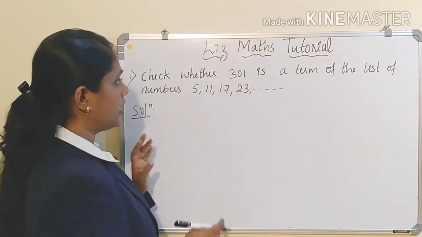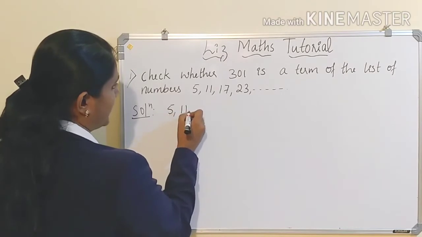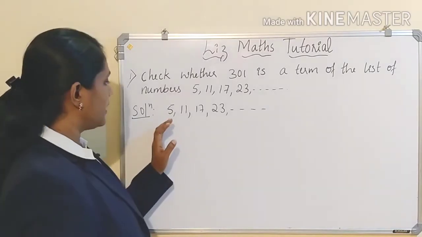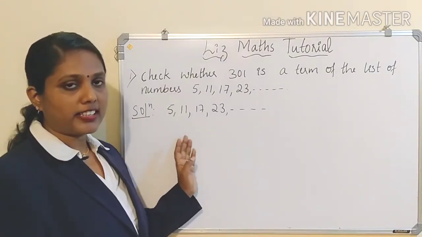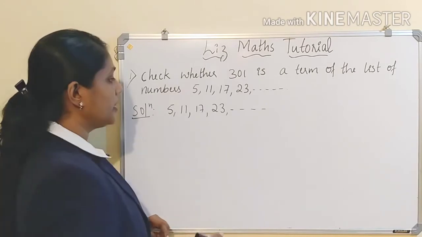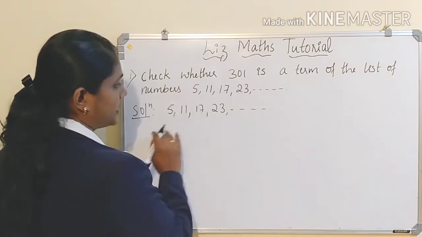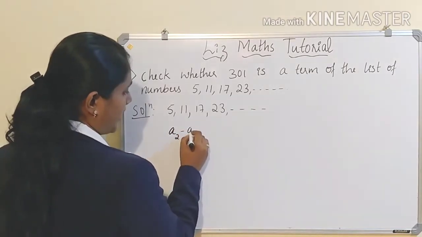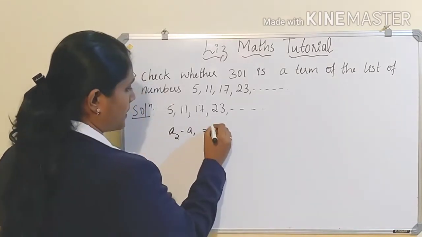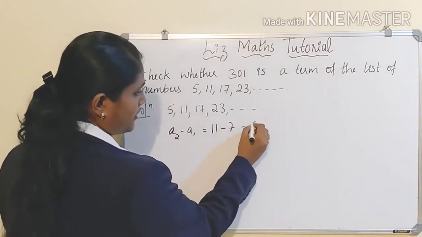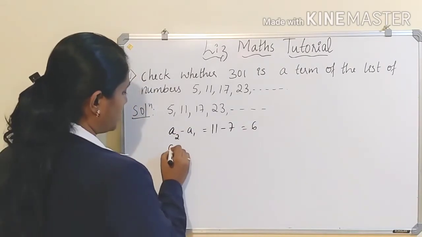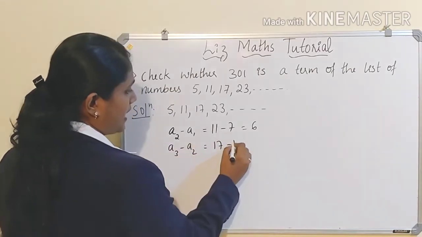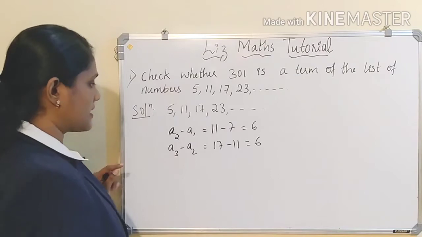See here, first what is the list of numbers given? 5, 11, 17, 23 and so on. Here you have to find whether this list of numbers is in AP. So how to find out? You have to check that the common difference of these numbers is the same. So you find A2 minus A1, which is 11 minus 5, that gives you 6. Then you go for A3 minus A2. A3 is 17 minus 11, that also gives you 6 as a common difference.